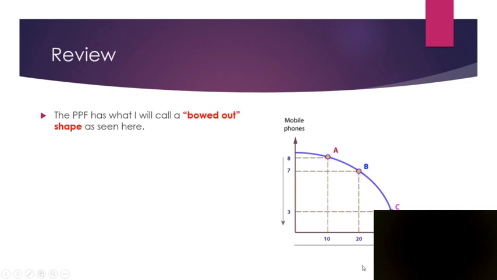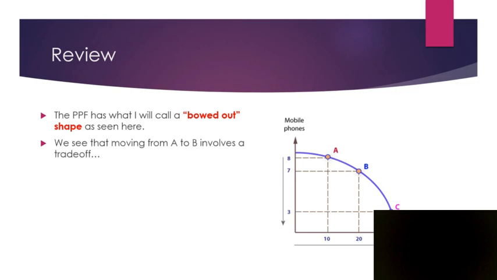The shape of this PPF, as I've drawn it right here, we're going to call bowed outward. This will just help us have some common language, so I have a way of indicating what I'm talking about. So this looks like kind of a quarter of a pie, and we're going to call this bowed outward.